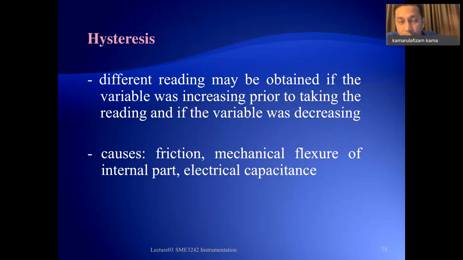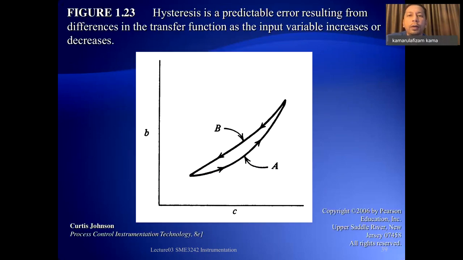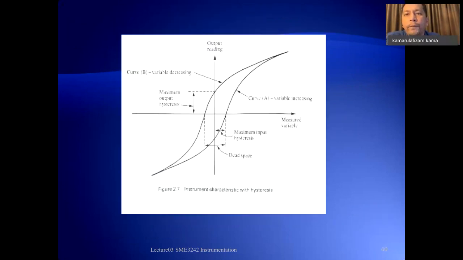This is caused by mechanical friction, flexure, capacitance, or maybe the heat of the equipment. For example, if you take a transformer, when it is cold, it will give you a different reading than when it is hot. Okay, for example, here, error resulting from hysteresis. A is way up, B is way down. Good equipment should give you only a straight line for both B and A, but equipment with a hysteresis problem goes up on a different path and goes back on a different path. So this is not very good. Okay.